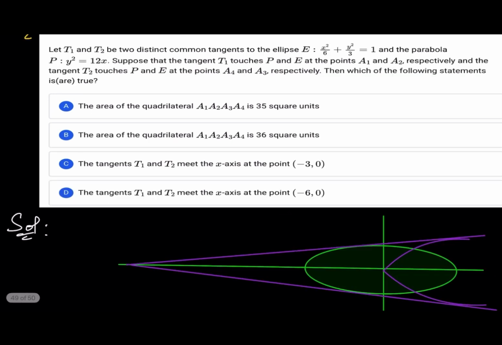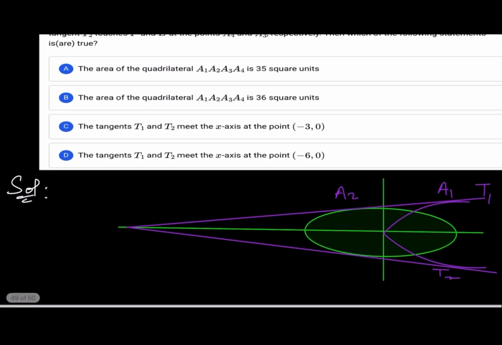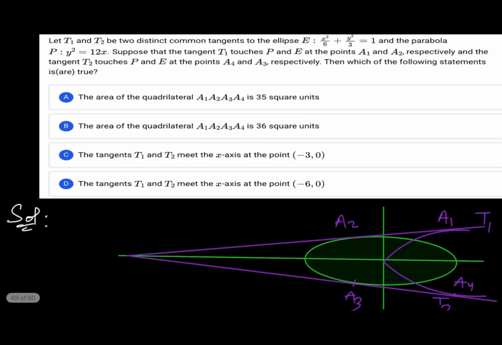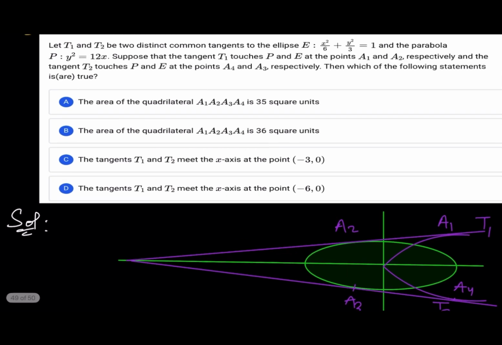So this is tangent T1 above the x-axis. It is touching the parabola at A1 and the ellipse at A2. And this is tangent T2 which is below the x-axis, which is touching the parabola at A4 and the ellipse at A3, right? So what are the options?